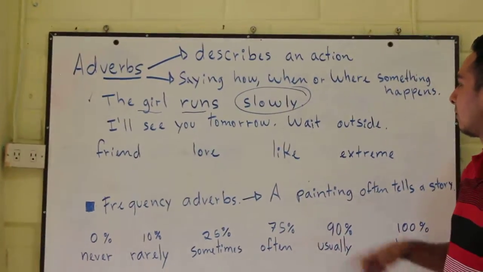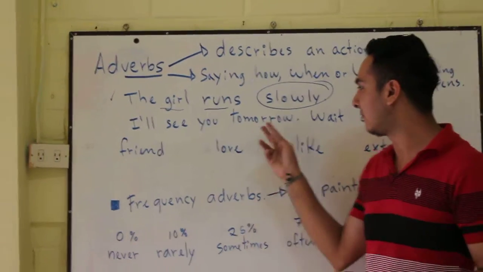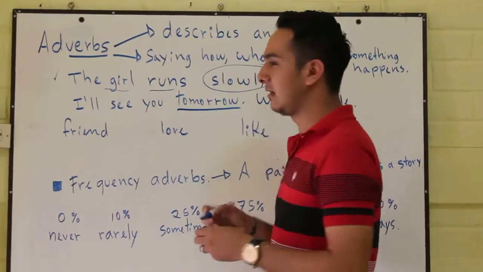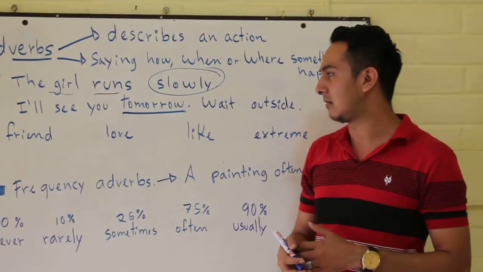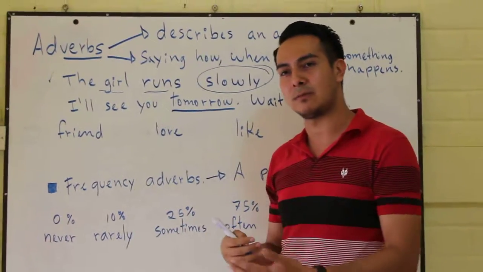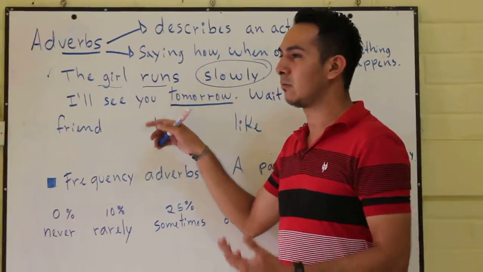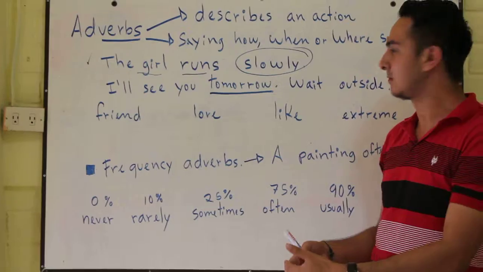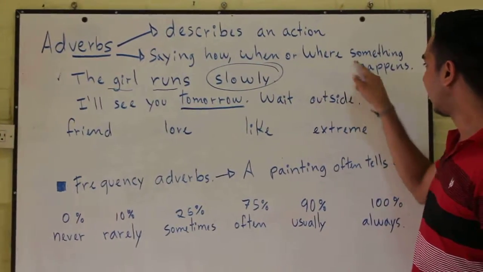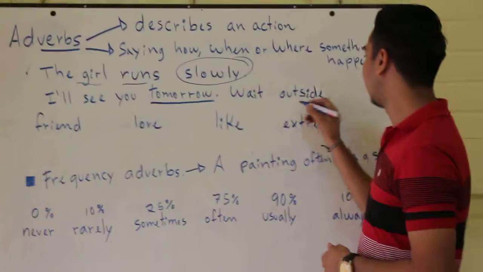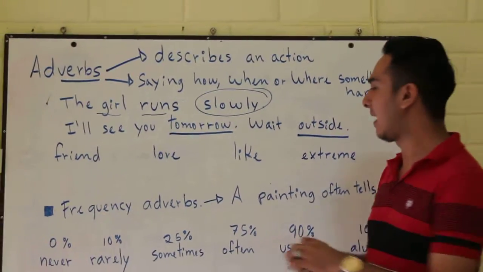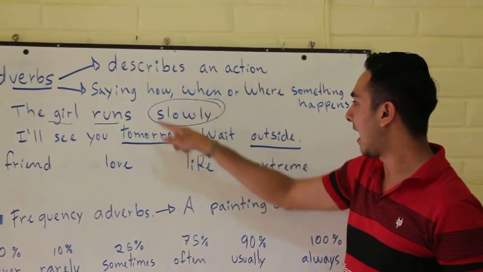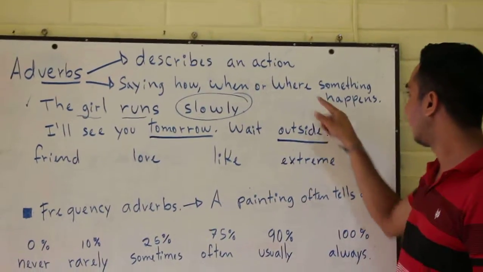And now we have the second case. I'll see you tomorrow. Wait outside. We have two different adverbs. I'll see you tomorrow. Tomorrow is a time adverb. It tells me when the action is going to be performed. I'll see you when? Tomorrow. Now we have where. Wait outside. Outside is where I have to wait. So we have an action, we have how or when, and we have where.